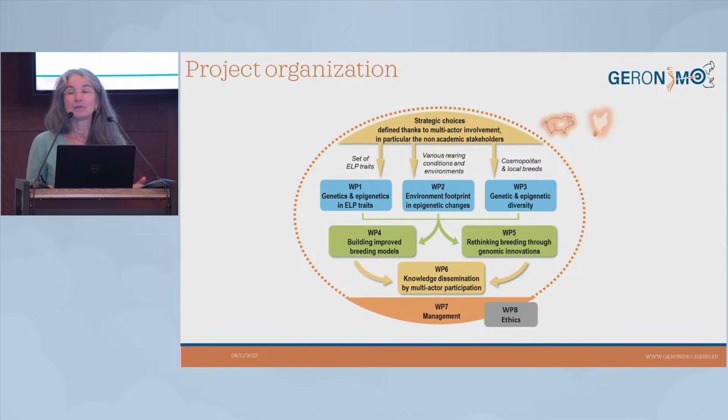Then we have two work packages, which are work package 4 and work package 5, where, let's say, analysis and models are proposed. Work package 4 will be presented by Mario, and work package 5 by Frank, and is the work package looking at social issues related to genomic innovation. Work package 6 is knowledge dissemination and multi-actor participation, and then we have work package 7 for management and 8 for ethics.